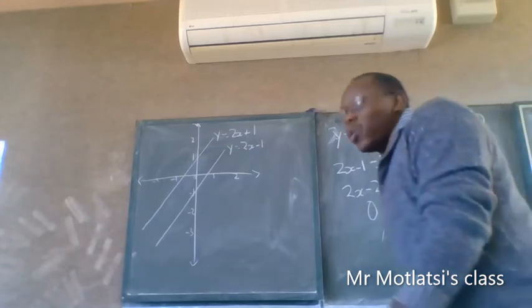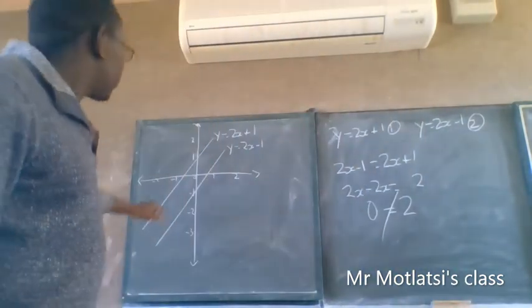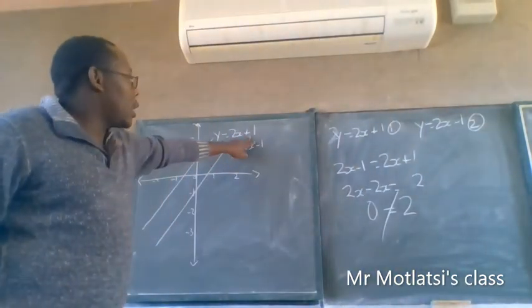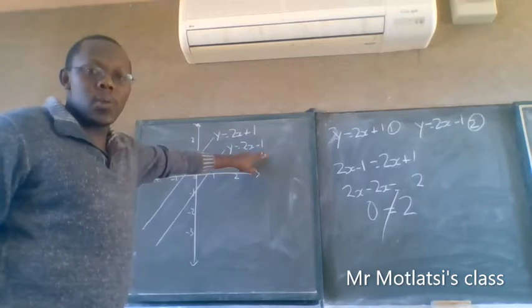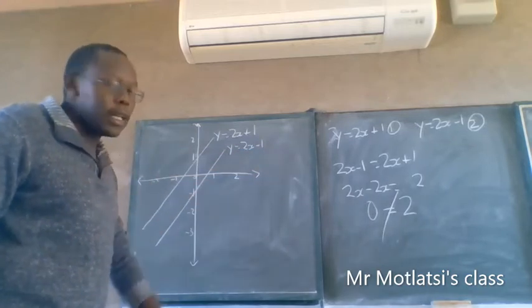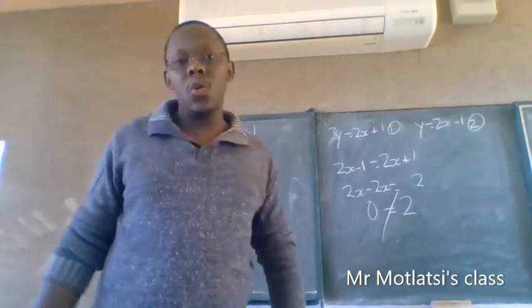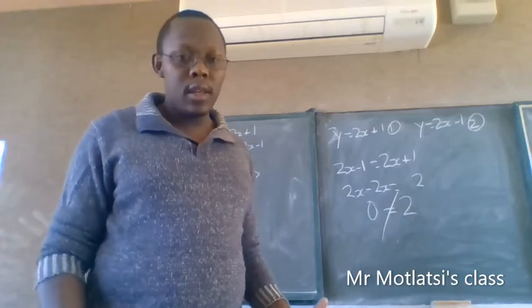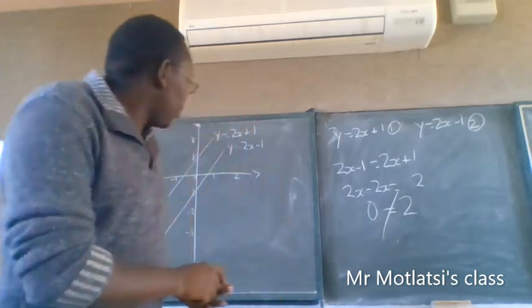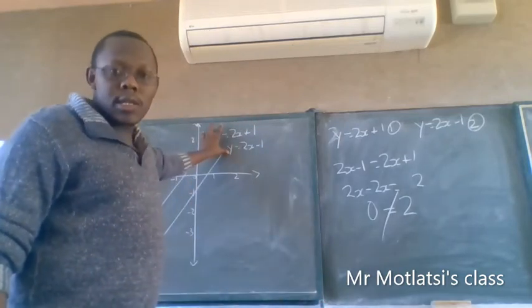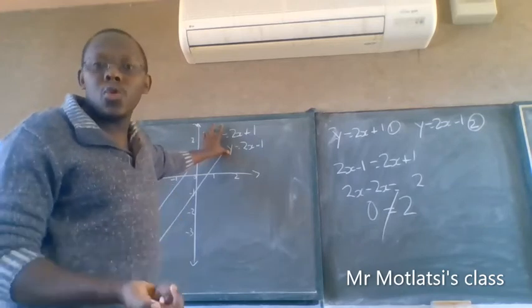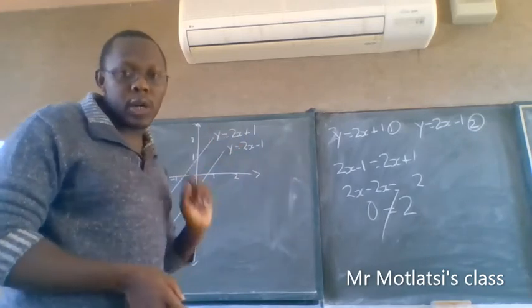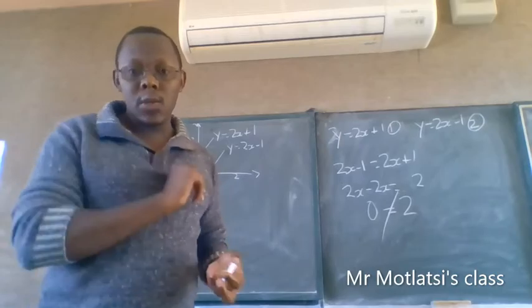And so therefore, if you have two lines, y equals 2x plus 1 and y equals 2x minus 1, and the two lines are parallel, then you will not find any solution. So basically, the answer to this question is this: there is no solution to this problem. All right, let's move on to the last one.